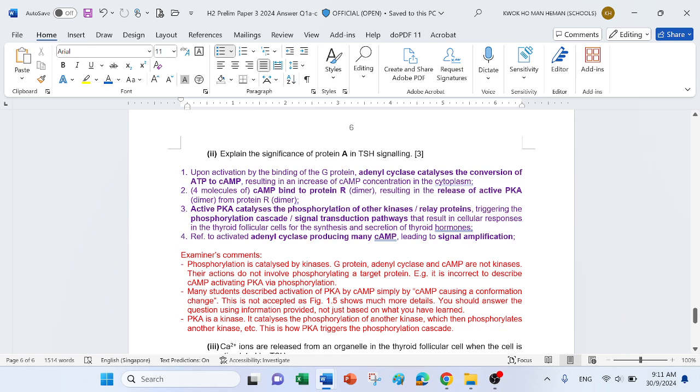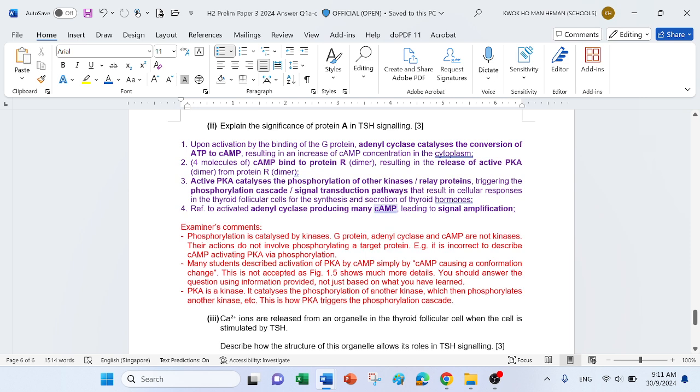Okay, so that's why most of you don't get your second point, which is for the activation of PKA. Then the third point, the active PKA. Most of you went on to talk about how it triggers the phosphorylation cascade, but you just say it triggers the phosphorylation cascade, right? You didn't say how.